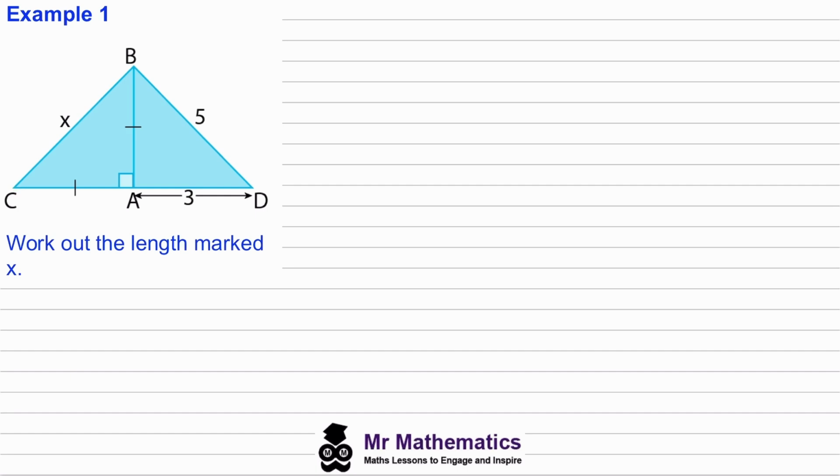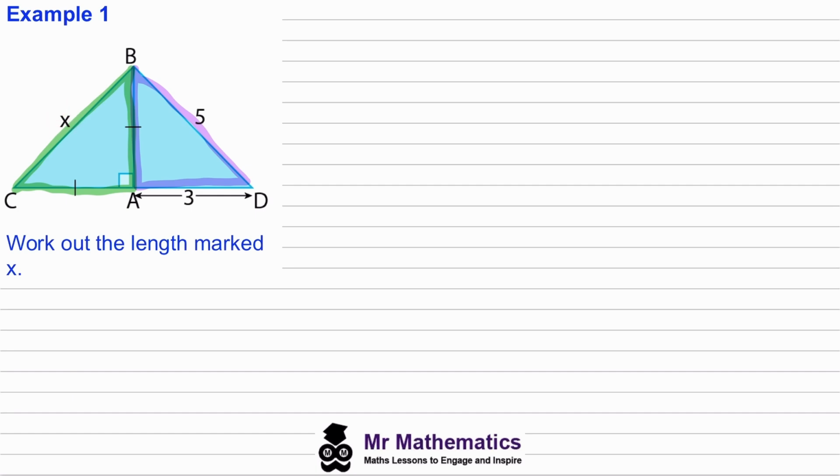The problem is we haven't been given either of the two other sides in this right-angled triangle, but we have been told that the two sides are the same. So what we need to do is use this right-angled triangle, BAD, to find the length A to B. Once we have this length, we know it is equal to this one. And then we can apply Pythagoras' theorem to work out x.